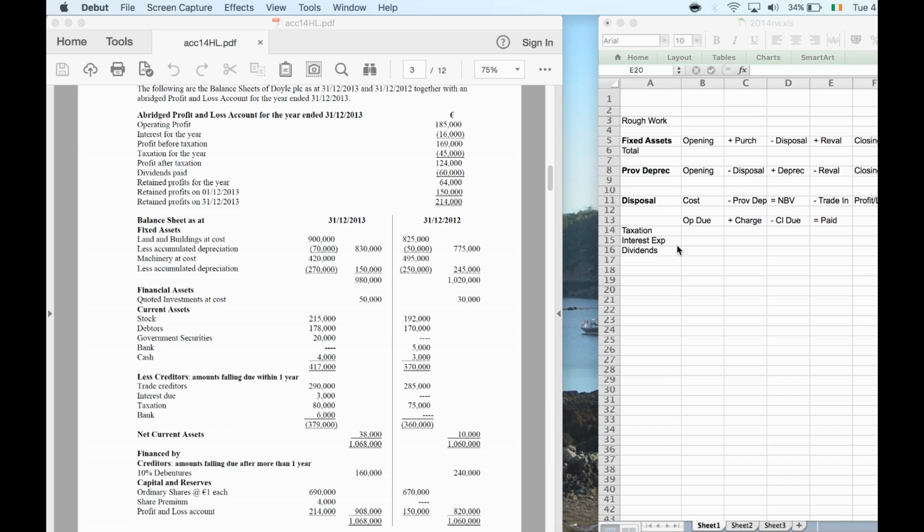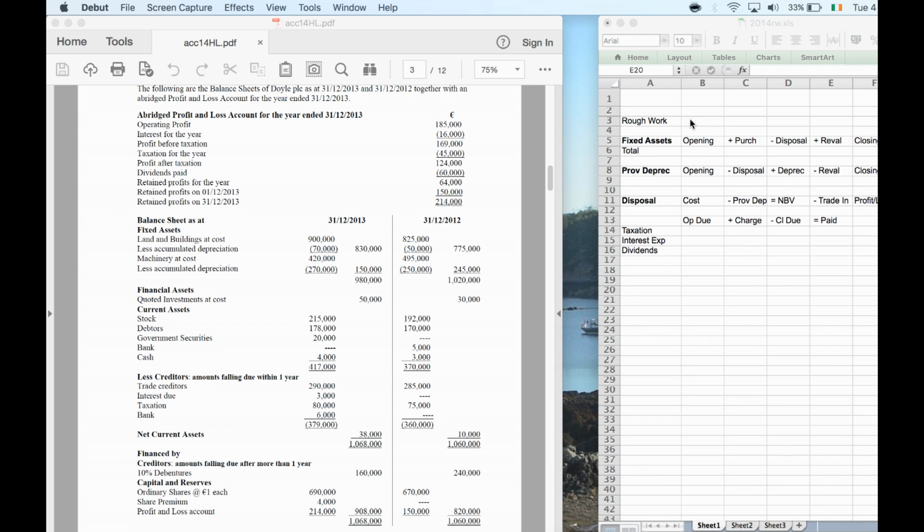The second part of it is I'm looking at my expenses, dividends, taxation. I might have maybe interest received. I will have probably interest expenses as well. I'm looking to explain how much money was actually paid for it, and I'll need to take into account what we're charged this year and how much we owed at the beginning and the end.